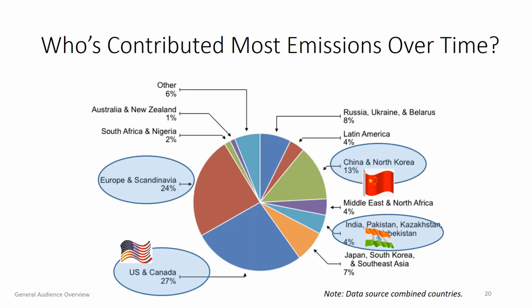Historically, who's contributed most emissions? Well, if you just look at the circles for a second, you've got Europe at about 24%, U.S. and Canada at about 27%, and somehow these data were grouped, so this is how we had it. But so Europe and U.S. are about the same. China, roughly half of the U.S. at 13%, and India is very much on the low side historically.